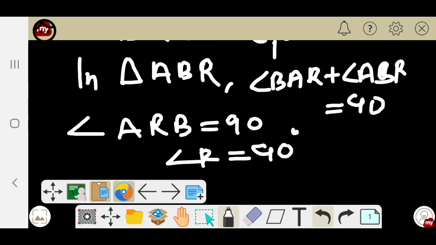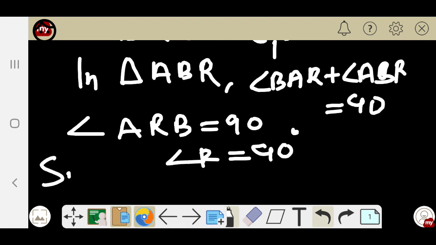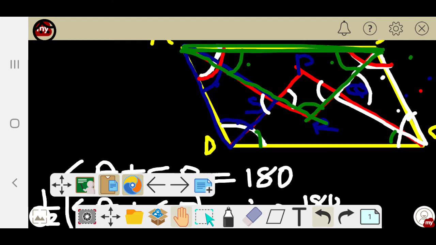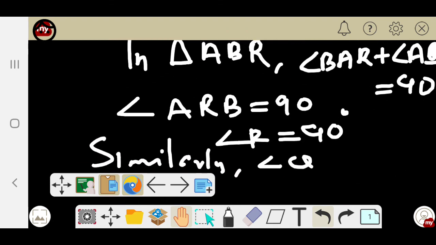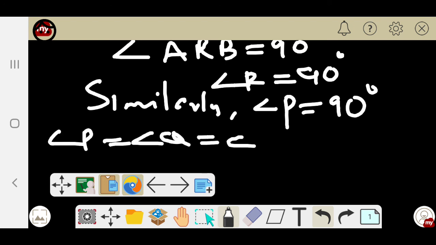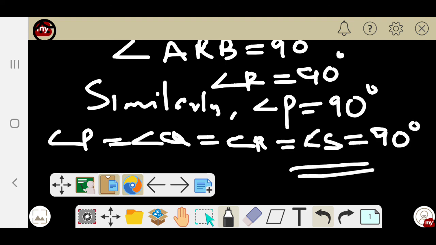Similarly, angle P also is 90 degrees. Now we got angle P equal to angle Q equal to angle R equal to angle S equal to 90 degrees. So PQRS is a rectangle.